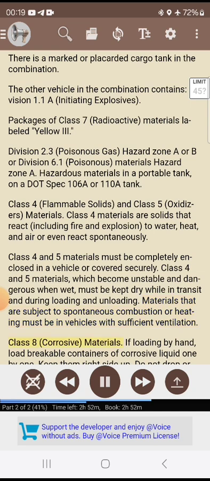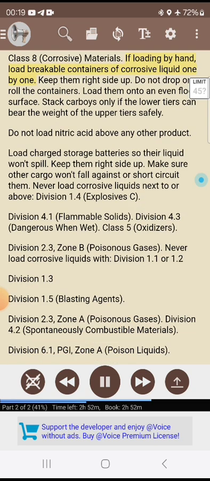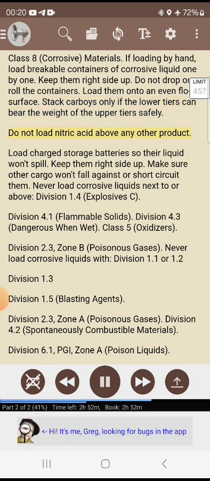Class 8 corrosive materials. If loading by hand, load breakable containers of corrosive liquid one by one. Keep them right side up. Do not drop or roll the containers. Load them onto an even floor surface. Stack carboys only if the lower tiers can bear the weight of the upper tiers safely. Do not load nitric acid above any other product.